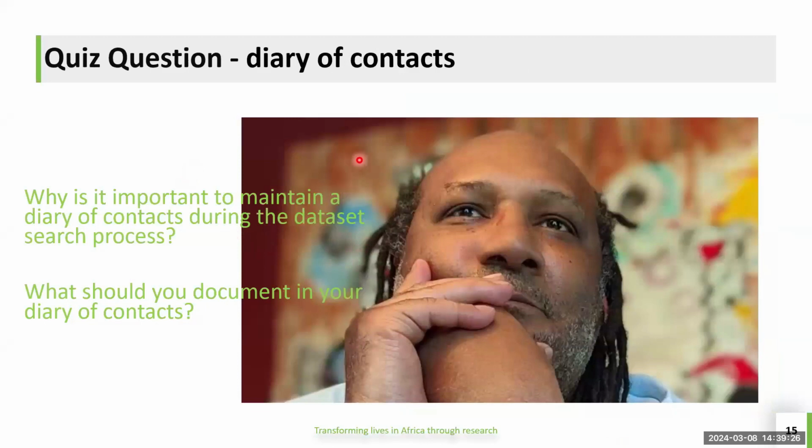I've got two questions here for us to look at and reflect on. It keeps us going together. Just think about these questions. Some of them may not be very difficult or complicated, but they keep you thinking about the topic that we are looking at. So why is it important to maintain a diary of contacts during the dataset search process? And what should you document in your diary of contacts? It's something that we covered a bit earlier, and the example of the content that I put there is just a starting point. You might think of other things that are important in the context of following up on a data set that you're interested in, but is not immediately available.